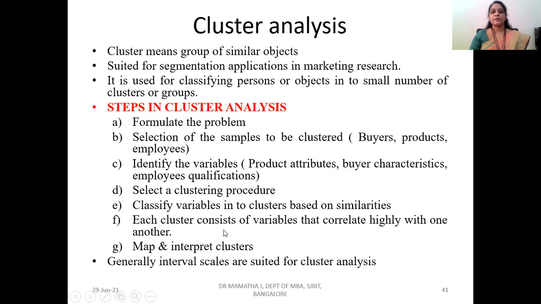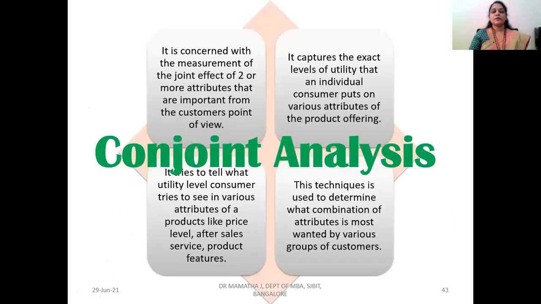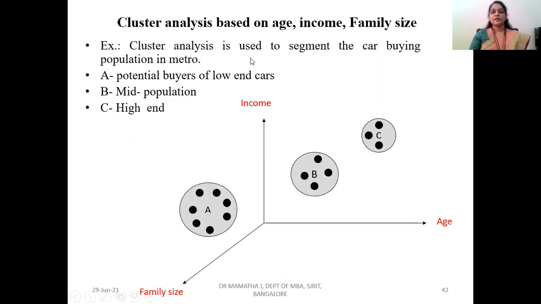For example, you can see in this graph the cluster analysis based on age, income, and family size. So here, cluster analysis is segmenting the car buying population in metro cities. A is potential buyers of low-end cars, B is the mid population, and C is high-end people who are trying to purchase a car in the metro city. So based on family size, income level, and the age group, you can form different clusters.